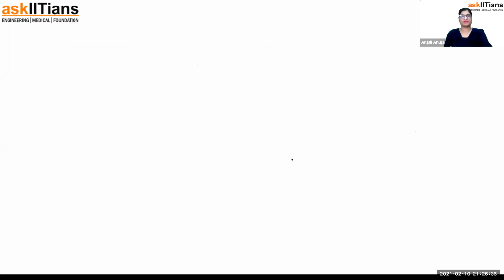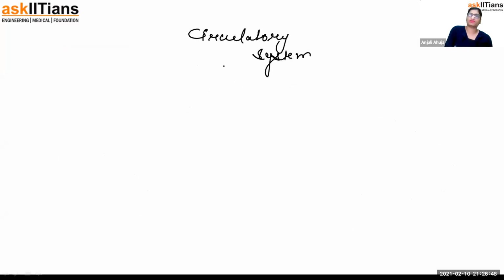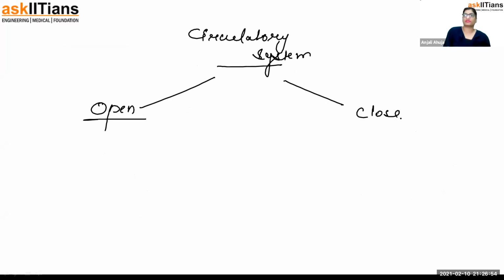I suppose you can see this screen. I wanted a blank space here so that I can write something. I wanted to tell you that the circulatory system is of two types. The blood circulatory system I'm talking about is of two types. One is the open type of circulatory system and one is the closed type of circulatory system.